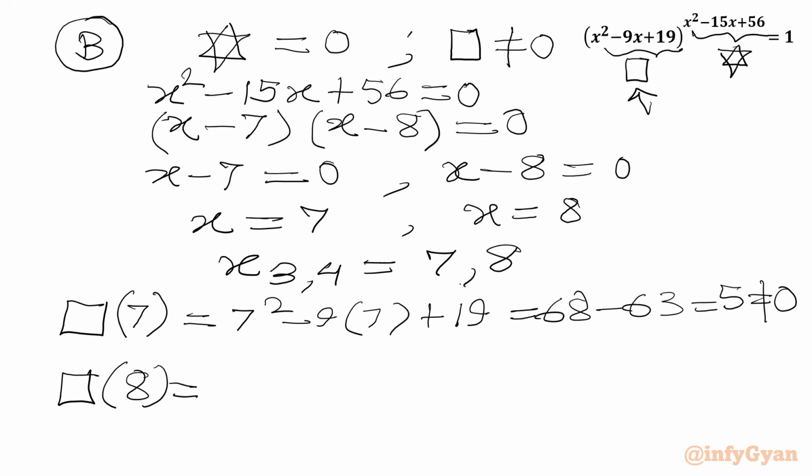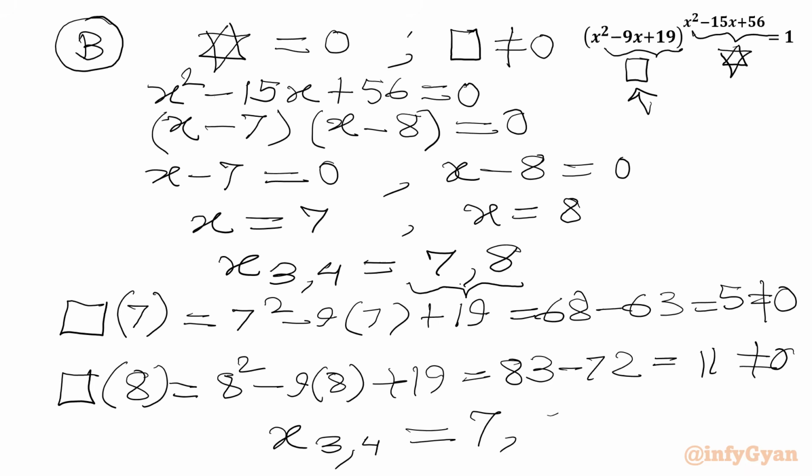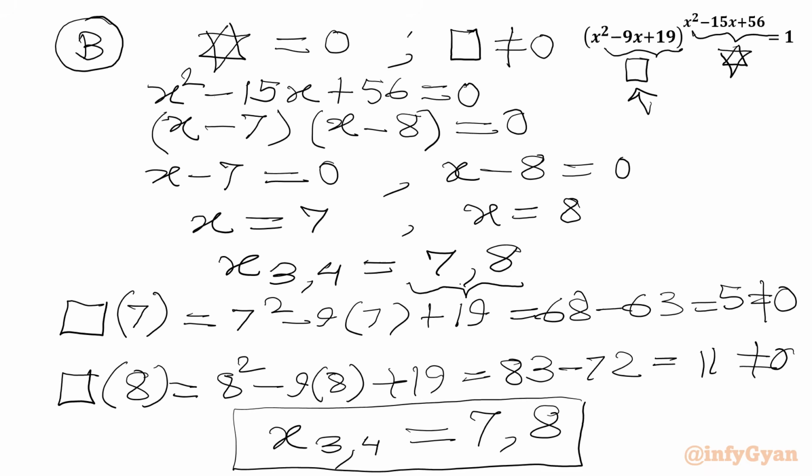Now box 8. We will put x equal to 8. So 8 square minus 9 times 8 plus 19. 64 plus 19 is 83 minus 72. We will get 11, which is not equal to 0, a non-zero number. So we have to accept both the x values from case B. I will write x3, 4 equal to 7, 8. This was case B. Now we will take up the last case, case C.